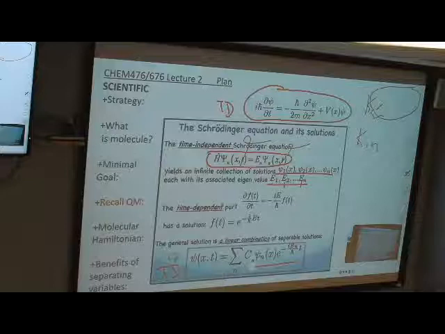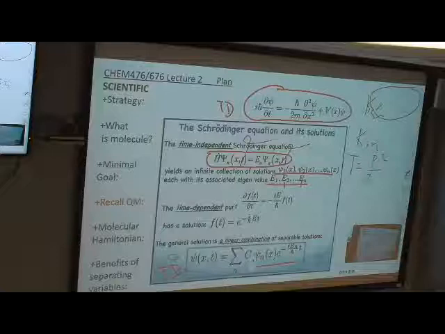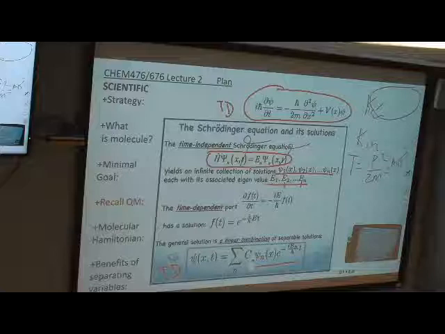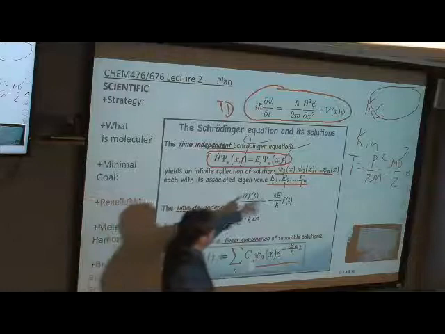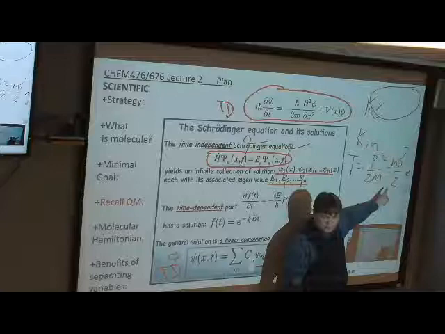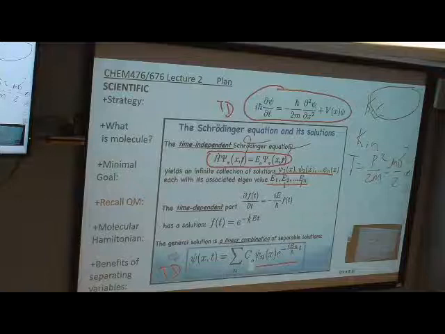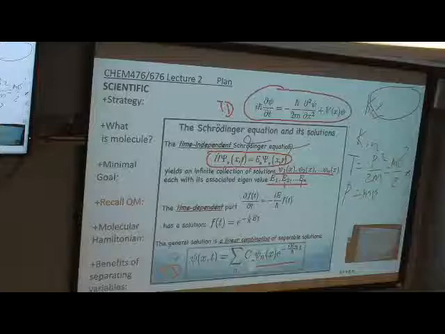So kinetic energy will be p squared over 2m, right? You recognize this equation, which is the same as m v squared over 2. So this equation doesn't surprise you, right? Mass times velocity squared over 2. And since m times v is p, we can go from this notation to this one, equivalent.